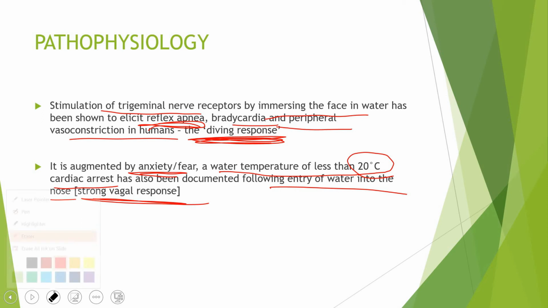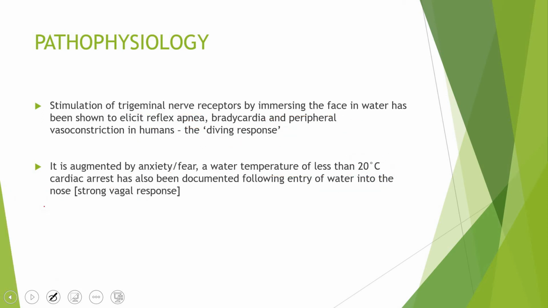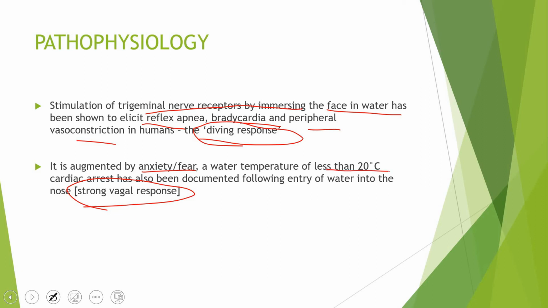Let's go to this slide once more. The first thing, the typical response, is the diving response. How does it happen? The trigeminal nerve receptors get activated when the face gets immersed in water, and this elicits reflex apnea, bradycardia, and peripheral vasoconstriction. This is known as the diving response. But in some cases, there is a strong vagal response, and this is augmented by anxiety and fear and contact of the body with waters of temperature less than 20 degrees centigrade. So there is sudden cardiac arrest.